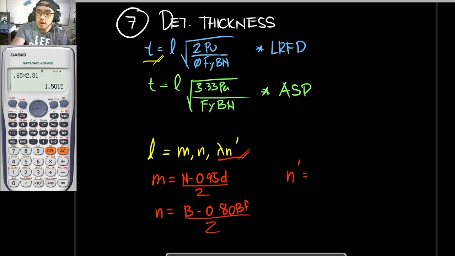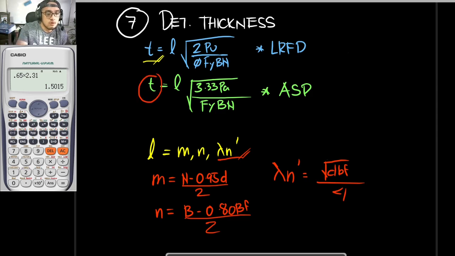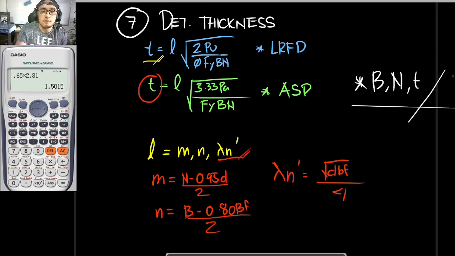Teka, kalikutin ko lang si NSCP natin para makuha natin si n prime. So, lambda n prime is equal to the square root of the depth times the base of the flange divided by 4, o kaya 1/4. So, ayan lang yan. And after that, you have solved for them. Makukuha mo na yung thickness, no? And ultimately, you would be arriving at your answer, yung ating base, ating depth, and ating thickness. So, pag nakuha na natin yan lahat, so basically, tapos na tayo.